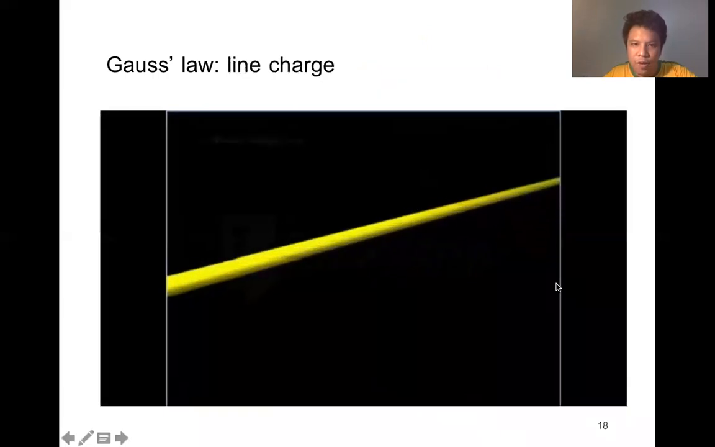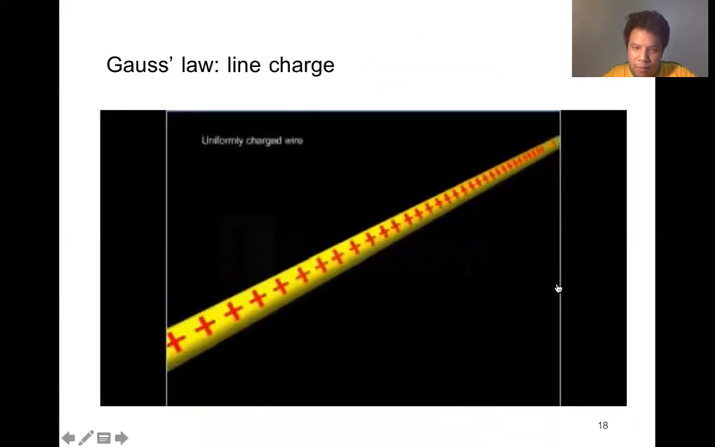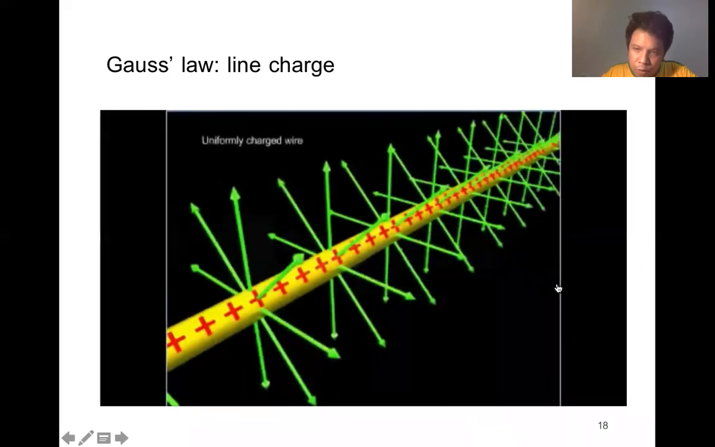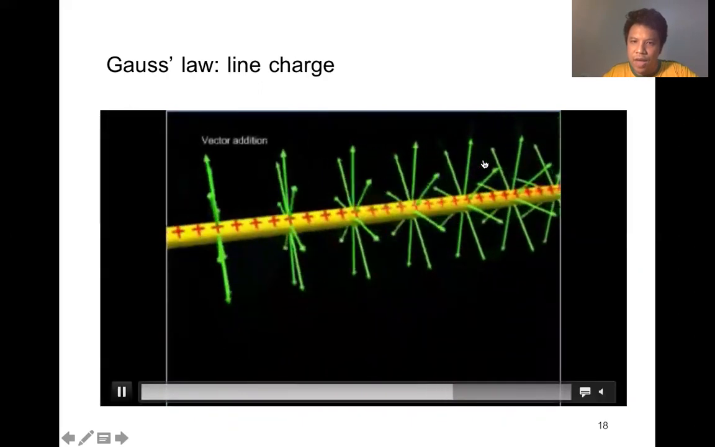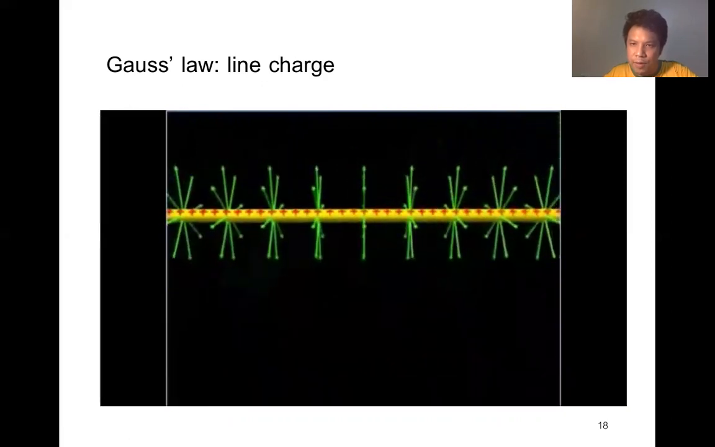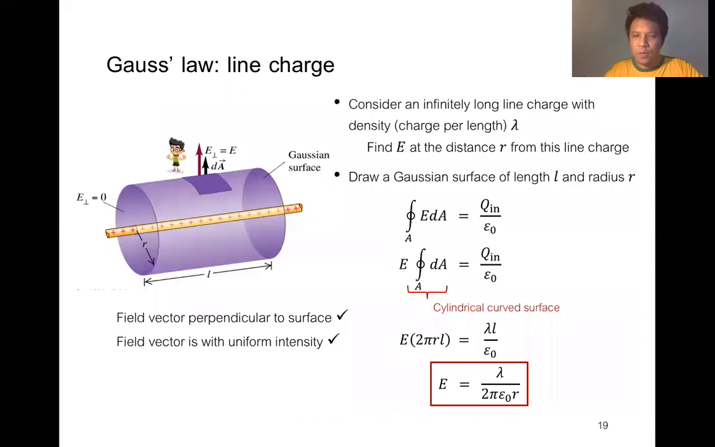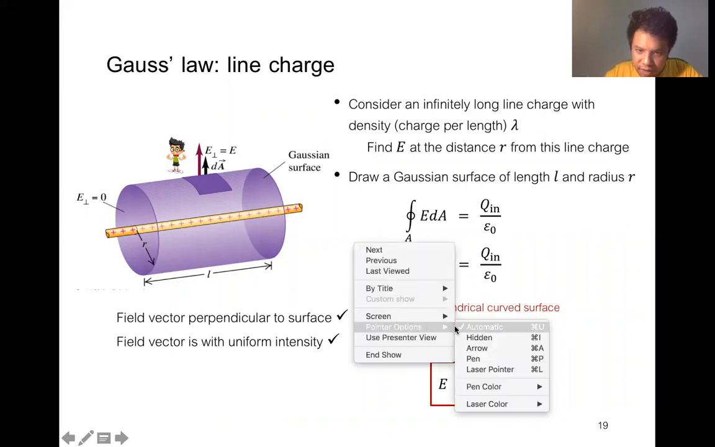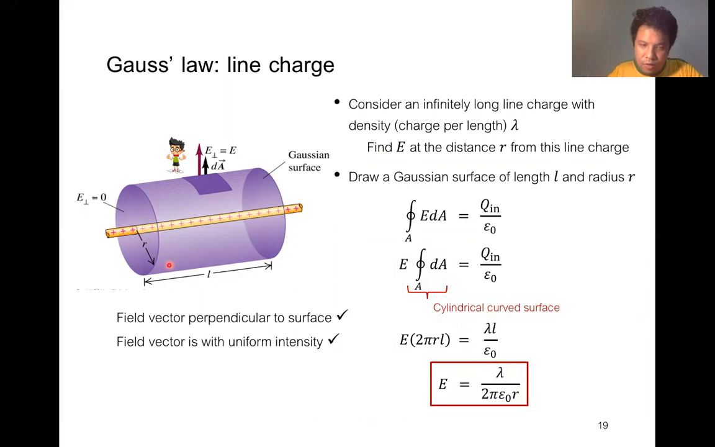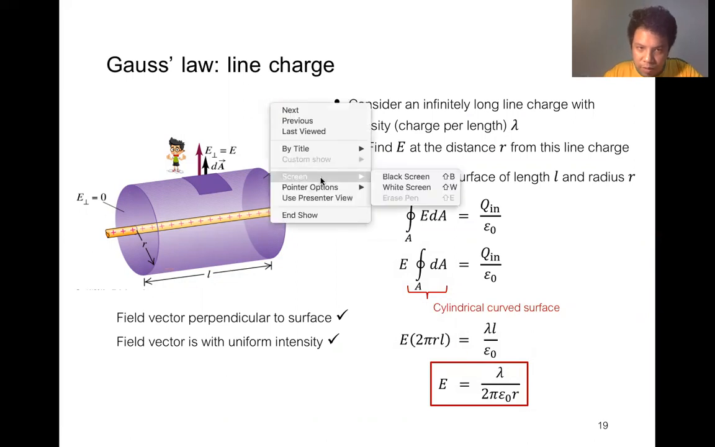And for the line charge, this is the electric field from a line charge. Every field line comes out perpendicular from the line. So how to find it? In a line charge, we are going to choose the Gauss surface as a cylinder, so the cylindrical Gauss surface.